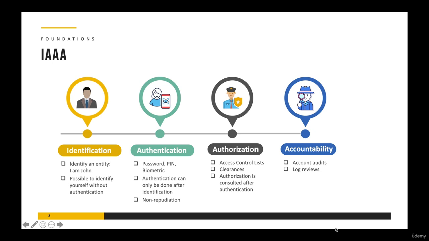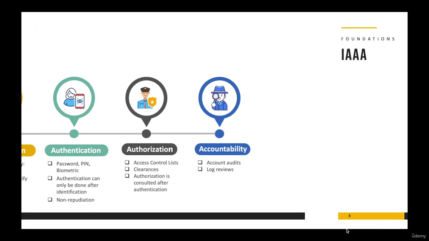And this is not always malicious. Sometimes inadvertently users are assigned privileges that they were not meant to have. So for example, this often happens when you change roles within an organization, or when you acquire more privileges over time. And so basically we need some sort of an audit mechanism to ensure that privileges are appropriately assigned and updated, and that tool is accountability. Now, accountability is done by doing account audits and log reviews. Let's see how IAAA pans out in real life.